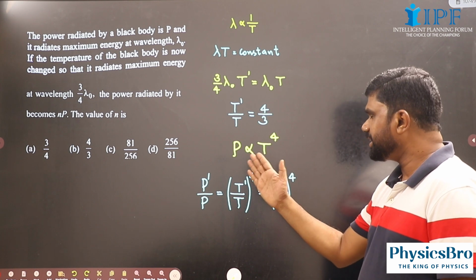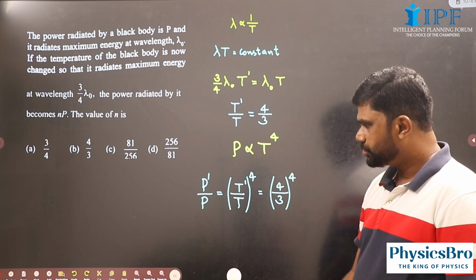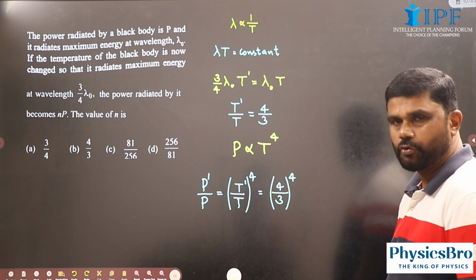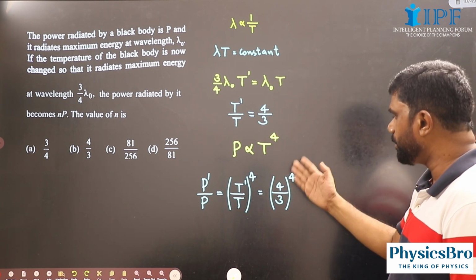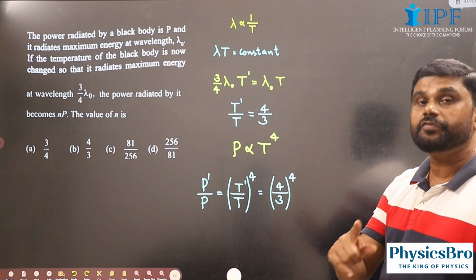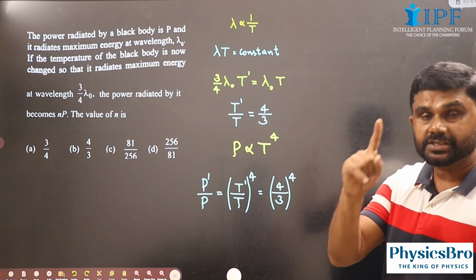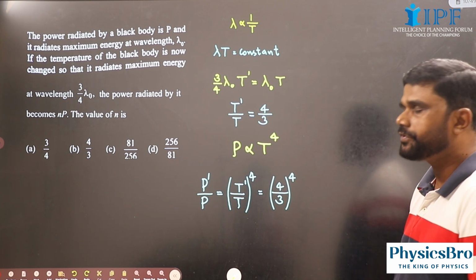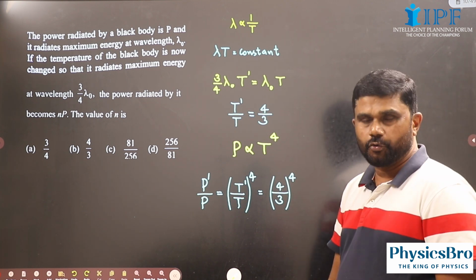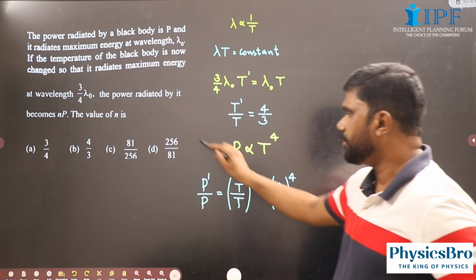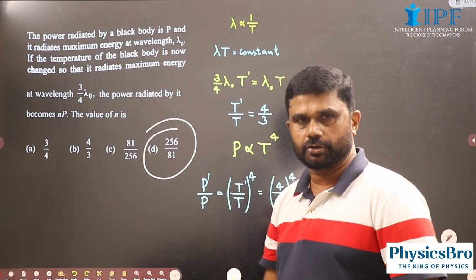Now the power is proportional to T raised to 4. So P dash by P is equal to T dash by T whole raised to 4, and it is equal to 4 by 3 raised to 4. 4 raised to 4 means 4 square into 4 square, which is 16 into 16, 256. And 3 raised to 4 is 3 square into 3 square, 9 into 9, that is 81. This must be the correct option.